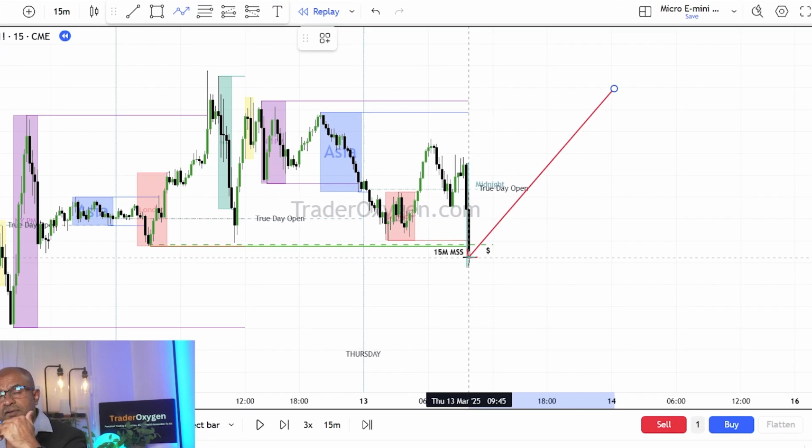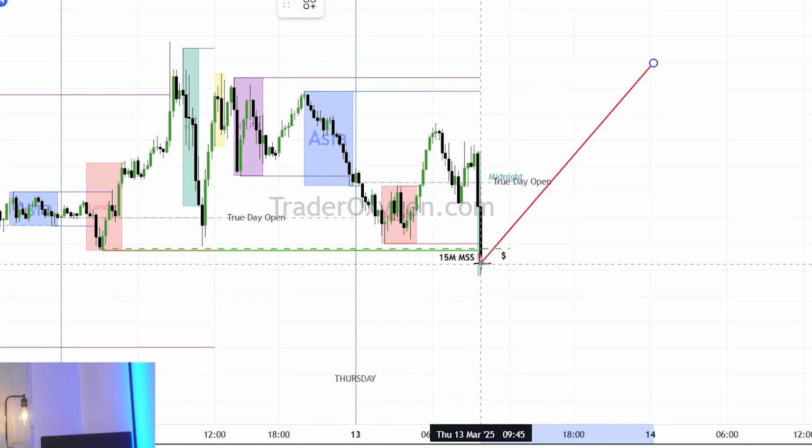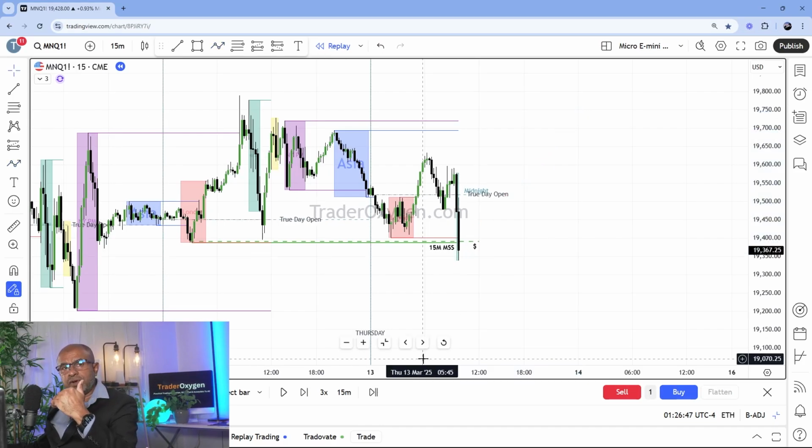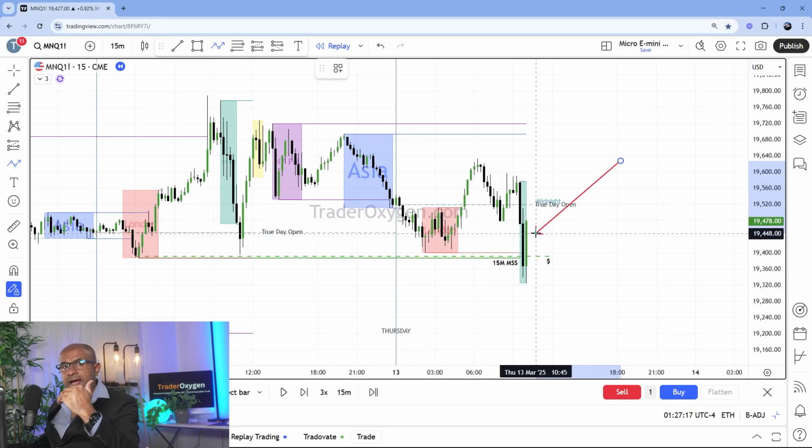So now this supports our idea of bearishness and taking a sell entry. So now let's see what the price is doing. You can see the price is retracing back, so that gives us a chance of looking for a sell entry.